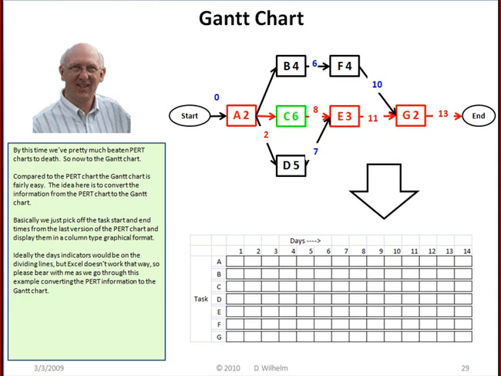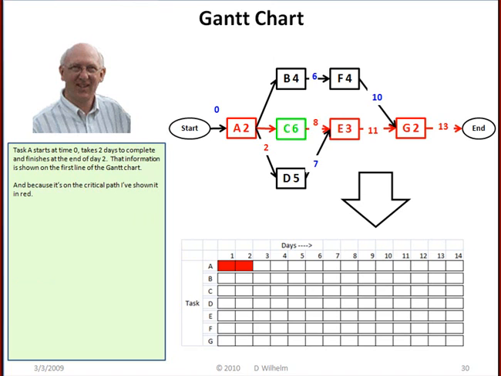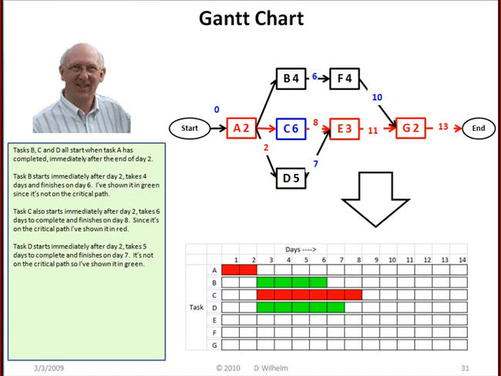Ideally, the days indicator would be on the dividing lines, but Excel doesn't really work well that way, so please bear with me as we go through this example converting the PERT information to the Gantt chart. Task A starts at time 0, takes 2 days to complete, and finishes at the end of day 2. That information is shown on the first line of the Gantt.